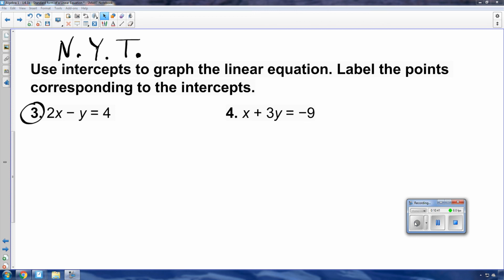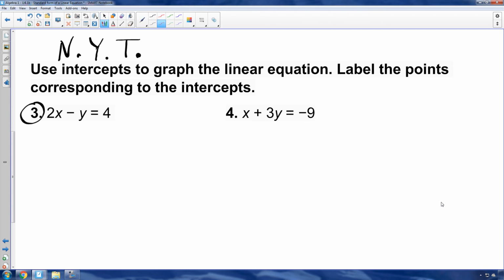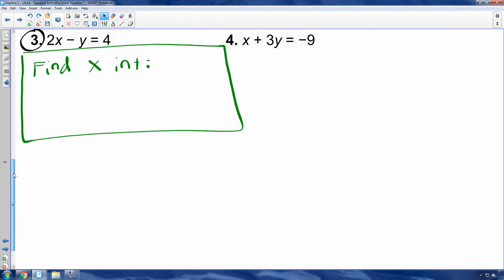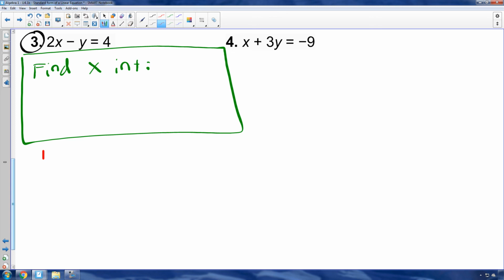What might be helpful is to just have an idea of what's going on. We've been doing the x-intercept in green. So I want to find the x-intercept here, and I'm going to give you a box to do your work there. Why don't you write this on your paper, and also write find the y-intercept? We want to do two things: find the x-intercept, then find the y-intercept.